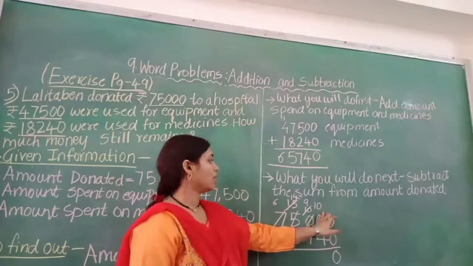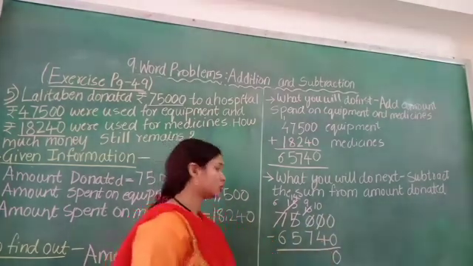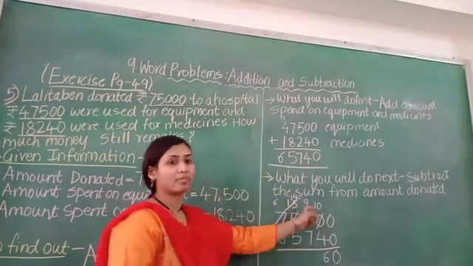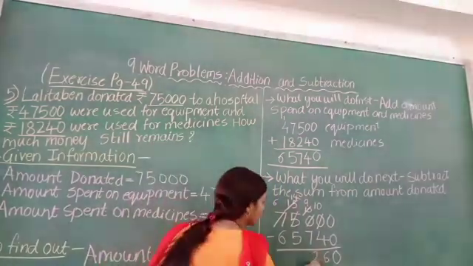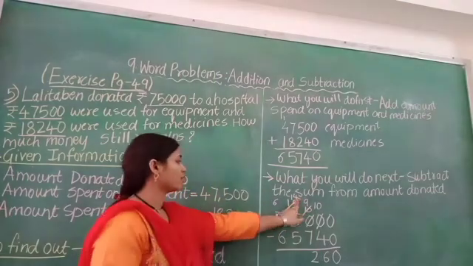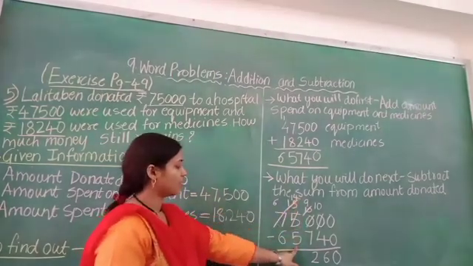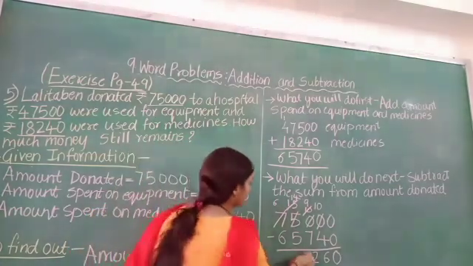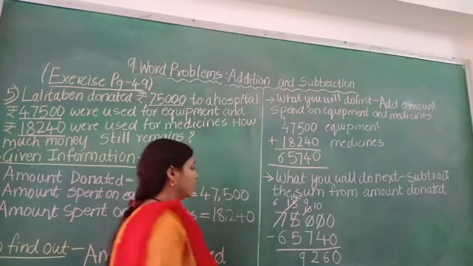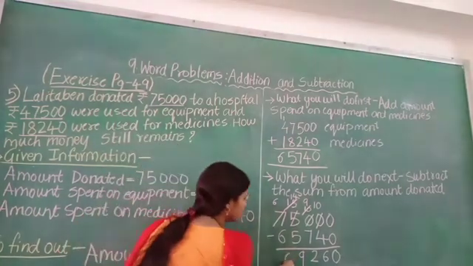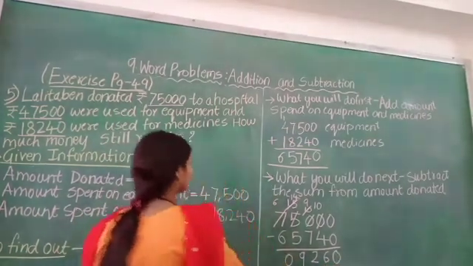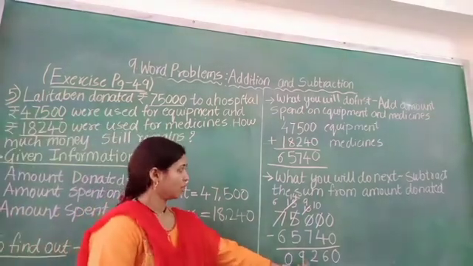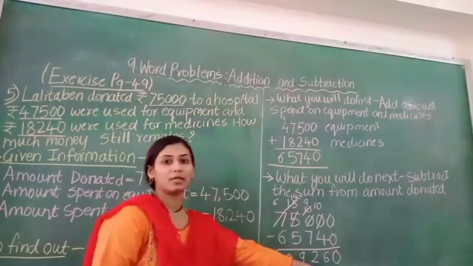So now 10 minus 4 is how much? 10 minus 4 is 6. 9 minus 7 is 2. Now here we have got 14. 14 minus 5 is how much? Yes, 14 minus 5 is 9. 6 minus 6 is 0. So how much amount has remained now? 9,260.